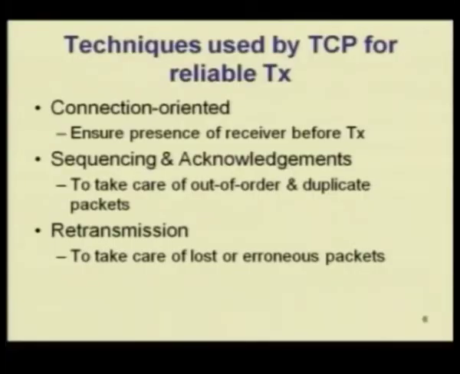Next, the third technique that is used is retransmission. This is to take care of lost or erroneous packets. That is, when there is an error in the transmission or a packet is lost for whatever reason, then TCP will retransmit the packet. Now how will it retransmit the packet? When it does not get an acknowledgement from the receiver, it identifies that something has gone wrong in the network and retransmits the packet. So retransmission is a mechanism to make sure that packets are delivered to the other end, even if they are lost. The fourth technique that it uses is flow control.